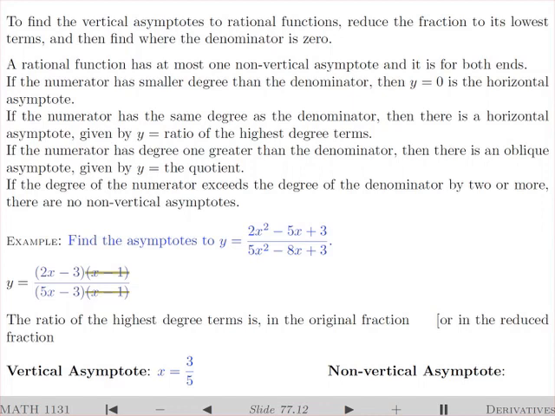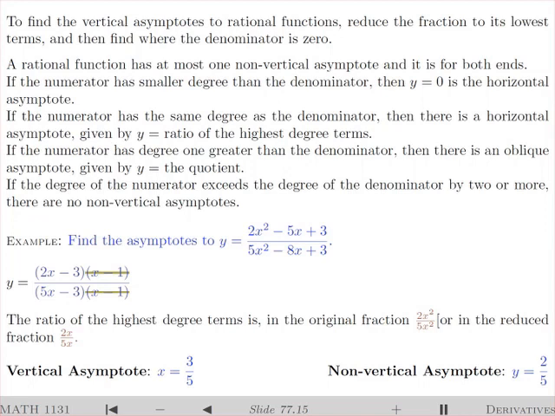What about non-vertical asymptotes? Well, for the highest degree terms, it doesn't matter whether you use the original fraction or the reduced fraction. You should get the same answer at the end. If you use the original fraction, the highest degree terms are 2x squared and 5x squared. Or if you use the reduced fraction, it will be 2x and 5x. In either case, the ratio is 2 over 5. So that's the limit at both infinity and negative infinity. So that's a horizontal asymptote. There will be no slant asymptotes.